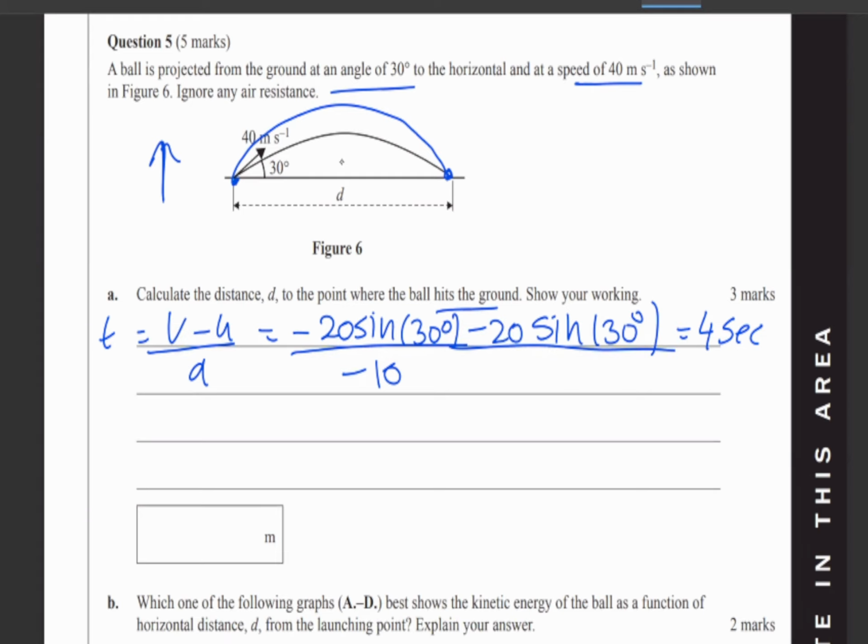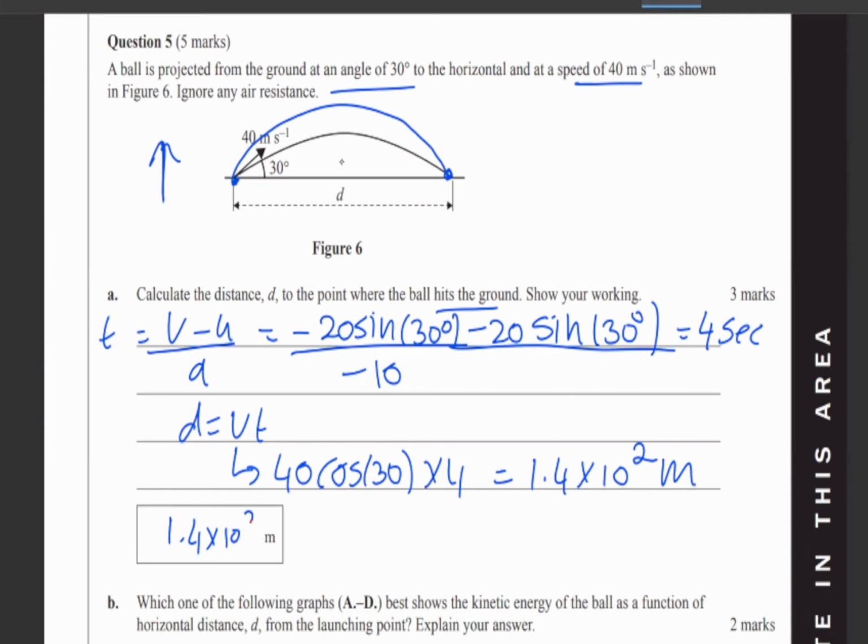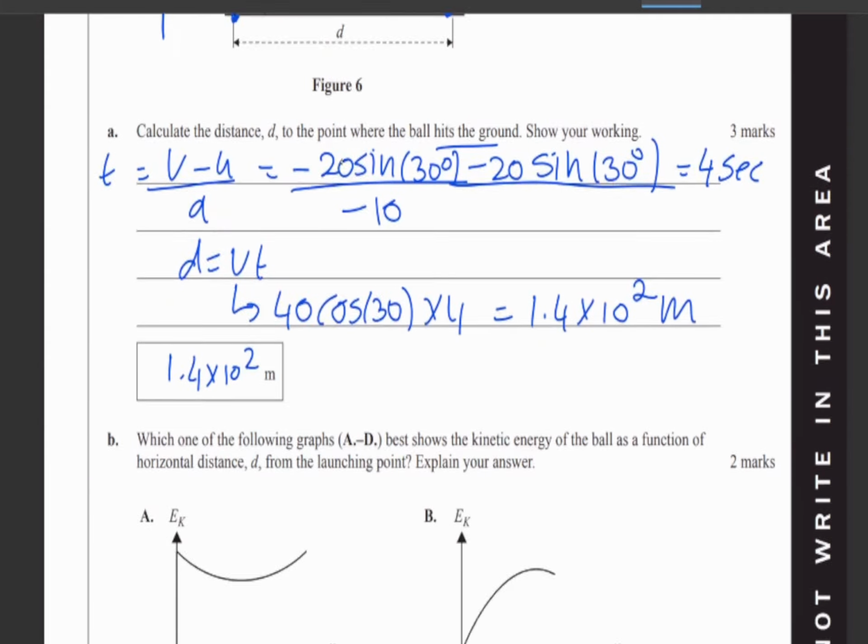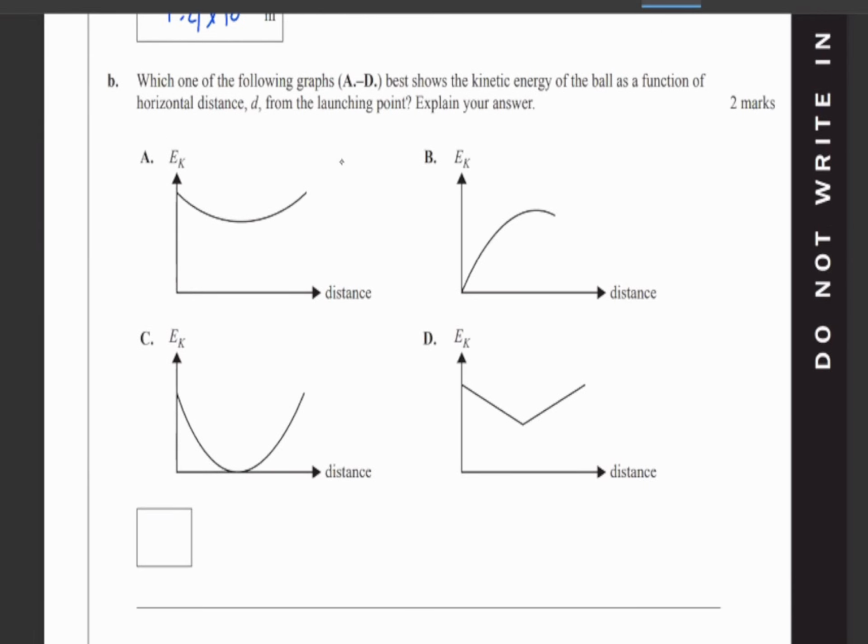And then we can use distance equals Vt. We know this is for the horizontal component. So 40 cos 30 times 4, which is equal to 1.4 times 10 to the power 2.